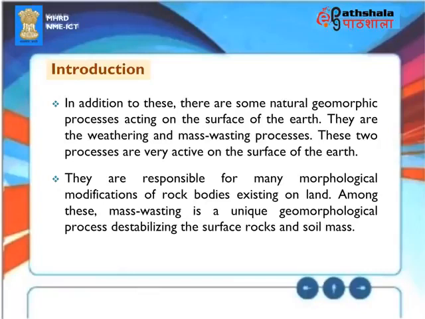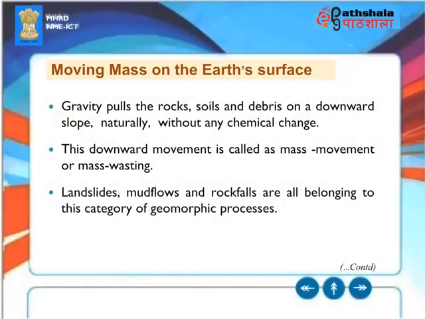Among these, mass wasting is a unique geomorphological process destabilizing the surface rocks and soil mass. Moving mass on the Earth's surface. Gravity pulls the rocks, soils, and debris on a downward slope naturally without any chemical change. This downward movement is called mass movement or mass wasting. Landslides, mudflows, and rockfalls all belong to this category of geomorphic processes.